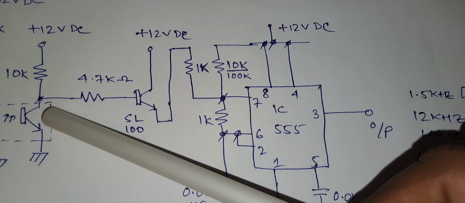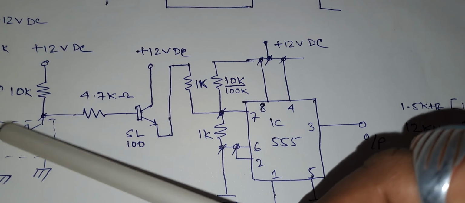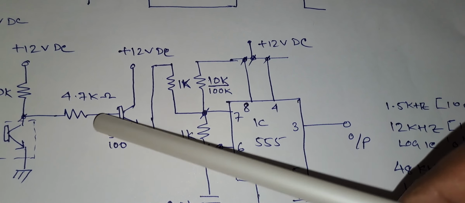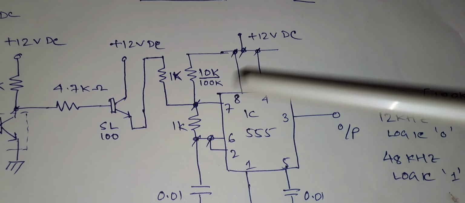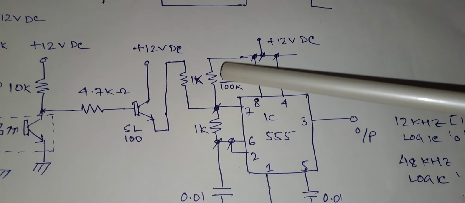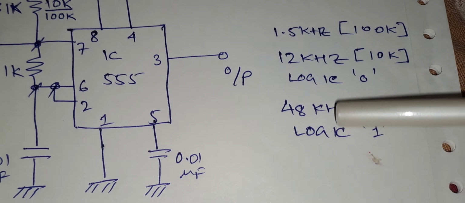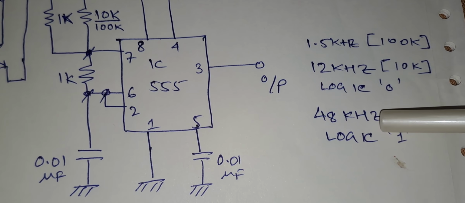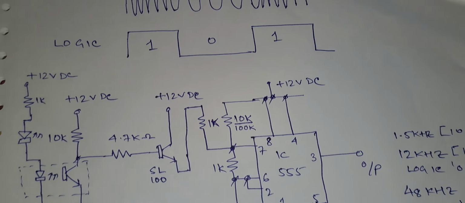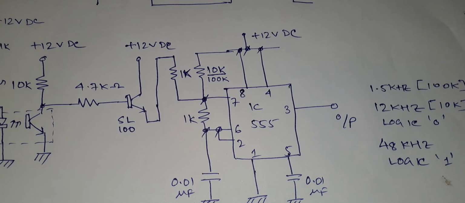When I am going to give a logic 1, whenever I am giving the on command, here it will be a logic 1, and when there is a logic 1, you can see this resistance will come into the picture, and since 10K parallel to 1K is about 1K, I will be getting a 48 kHz signal. So this is how the FSK signal works as per the theory. So let us look into the practical demonstration.